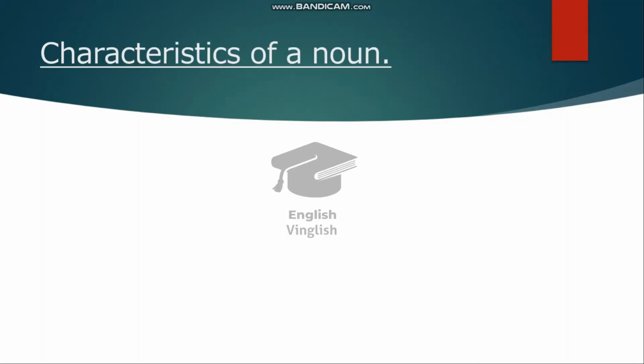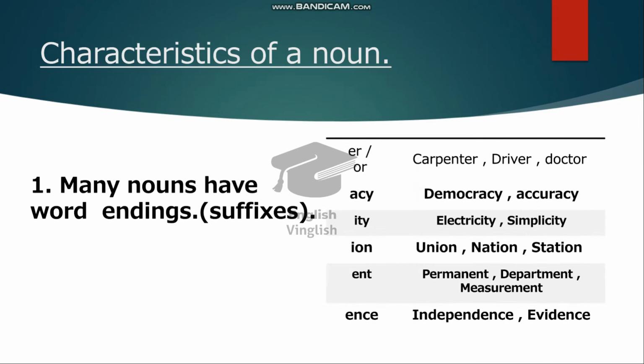However, to identify a noun, we have to consider the following characteristics of a noun. So, let's move on to the topic characteristics of a noun. Many nouns have word endings called suffixes. As you can see in the grid given, each and every word has a word ending. For example, er, or. Carpenter, driver, doctor. In carpenter, the word ending is er. In doctor, the word ending is or.